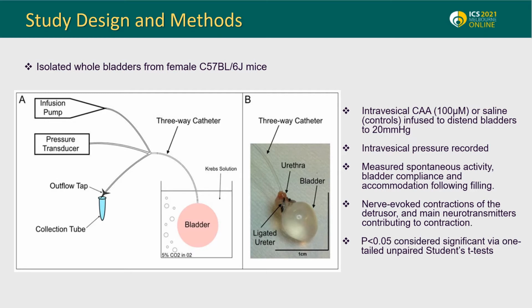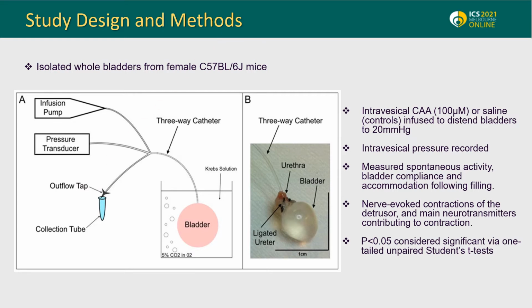We isolated bladders from female C57 black 6 mice and attached a three-way catheter via the urethra. The catheter was connected to an infusion pump to allow filling and a pressure transducer to record intravesical pressure. An outflow tap also allows us to collect intravesical contents.